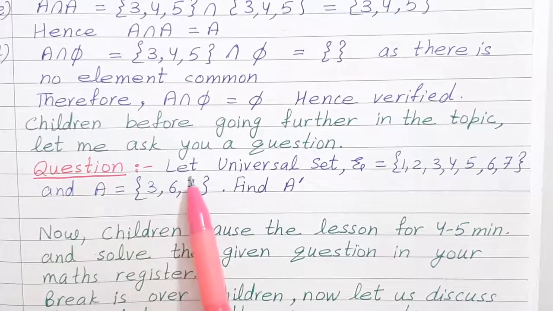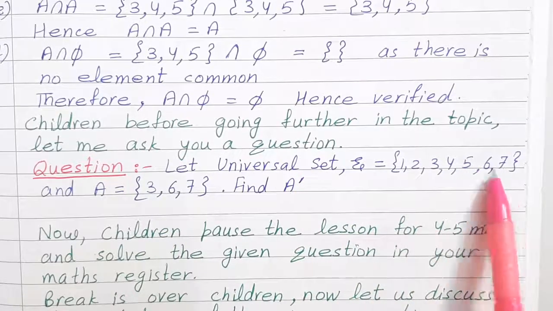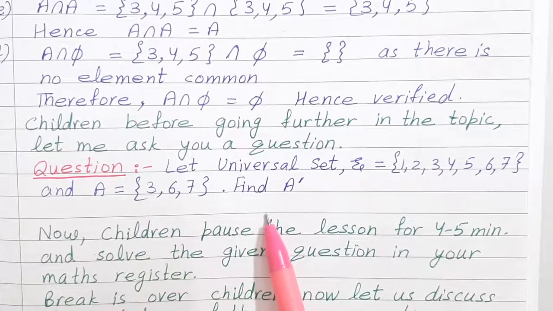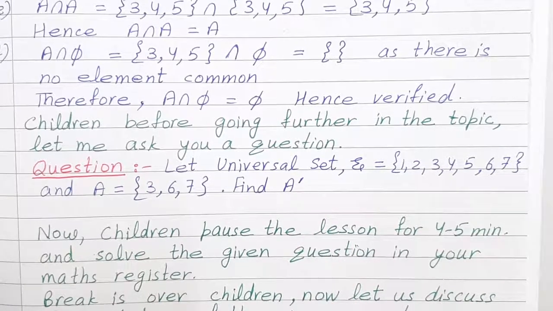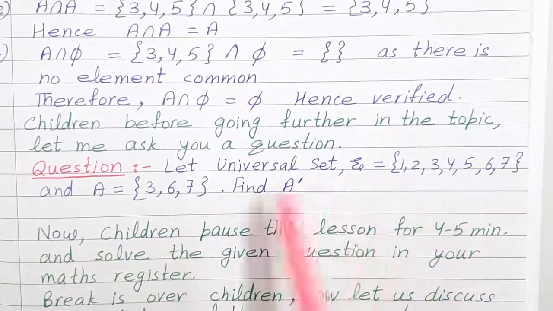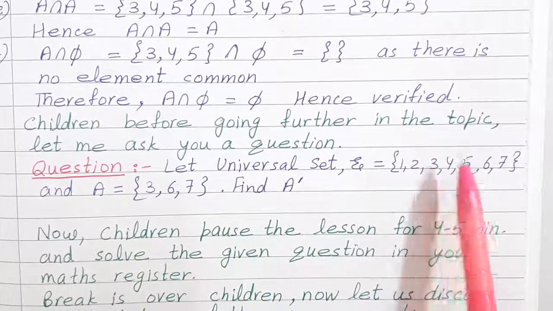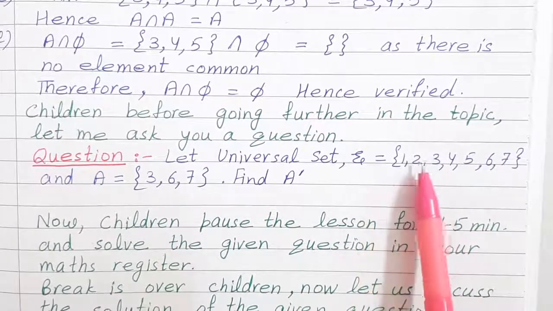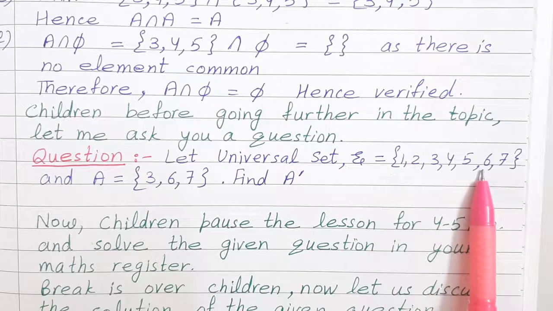That is, let the universal set xi be {1, 2, 3, 4, 5, 6, 7} and A is {3, 6, 7}, and children, you need to find A dash. Right? Now children, we can see that A dash is what? A dash is, just remove all the elements of A from the universal set. That is, remove 3, 6 and 7. So what are we left with here? We are left with, yes, 1, 2, 4 and 5. So that is the answer.